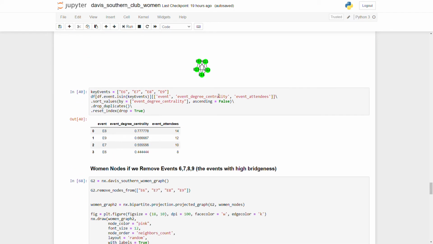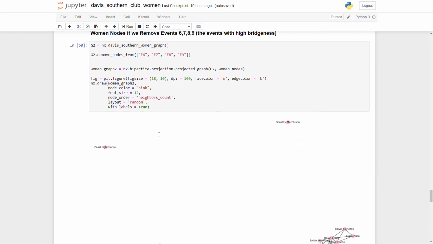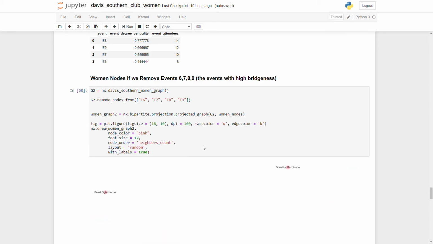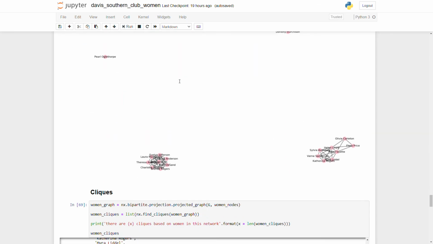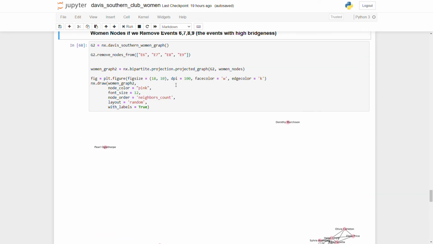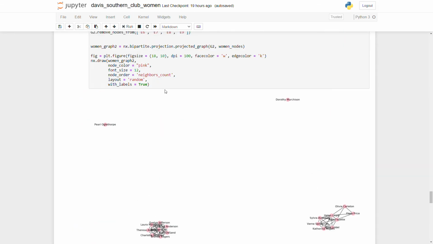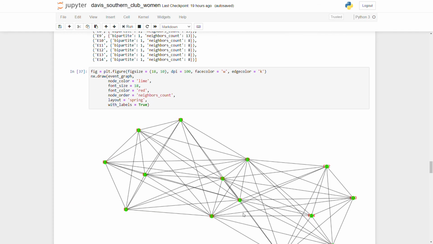So then I remove those events and take a look at the women graph after those events are removed, and you can really see again there's two main groups of women that are connected through these different events. And then these are different outliers. Again, this is with removing events 6, 7, 8, and 9, the events that have the highest centrality. And so it's almost like there are two different separate clubs of women, and then maybe these women are new or haven't joined a club yet. And then events 6, 7, 8, and 9 are joining those two different clubs of women.